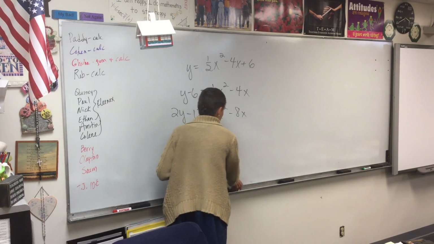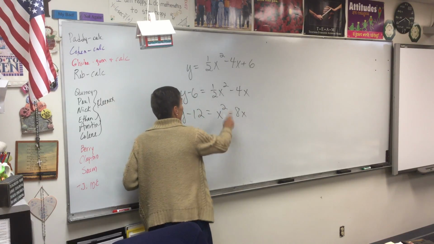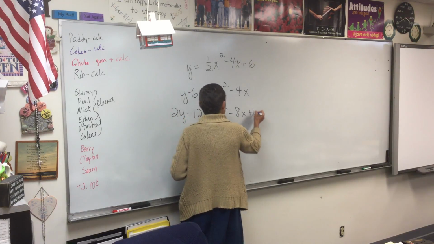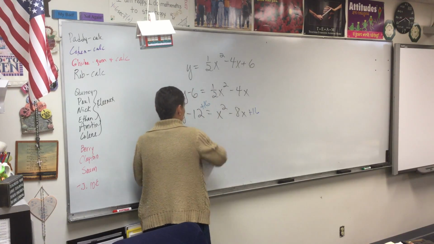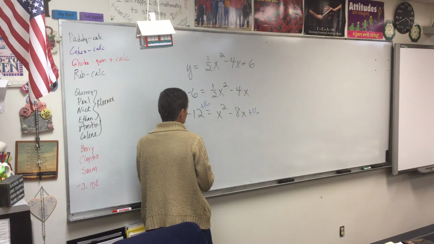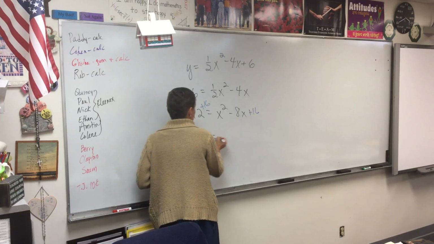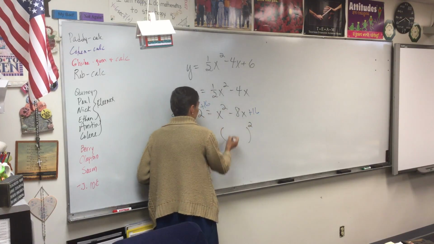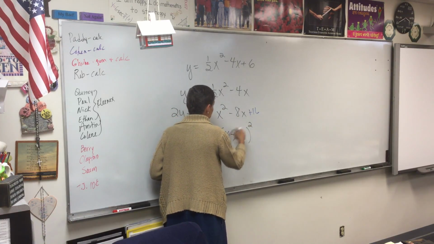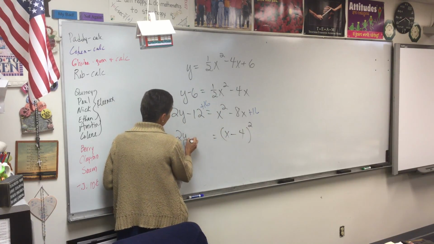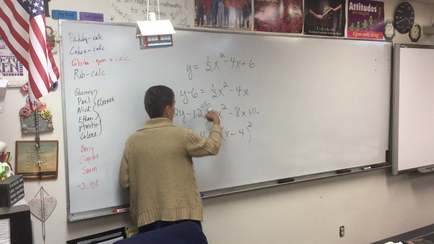So lucky this time, no fractions. Half of 8 is 4, squared is 16. So I'm going to add 16 to both sides. Make sure you add it to both sides. Some of you didn't, that's bad. This is a perfect square: x minus 4. And this side is 2y plus 4 if I add these things together.